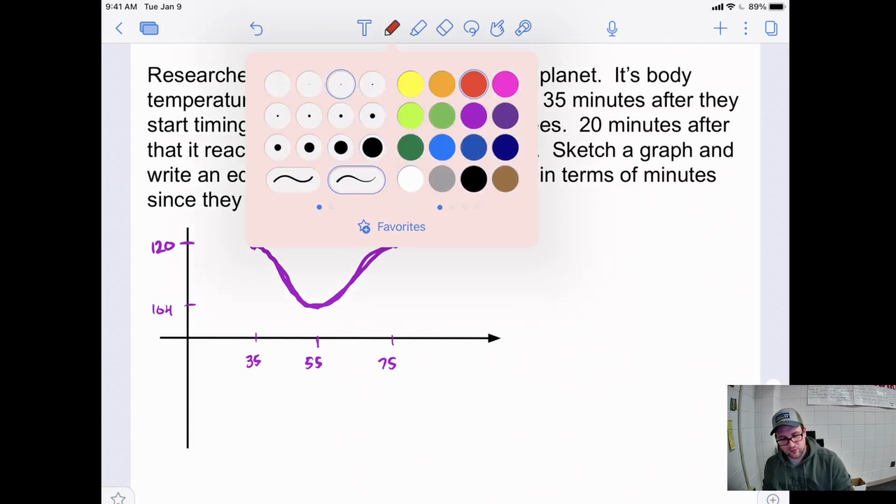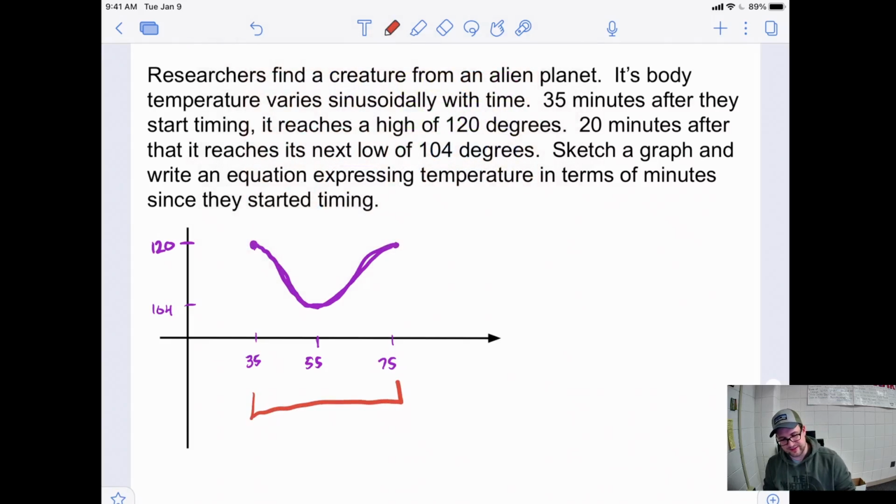Couple things we got to realize. Our total period distance here is 40 minutes, right? So 40 minutes is what our actual period is. Our midline in this situation would end up being, so 104 and 120 are 16 apart, so that would be 8 off, so this would be 112. You can also do that by taking the average of 104 and 120. Now, that's our midline. Do we need anything else? I don't think so. We do need to know that these are 8 apart and 8 apart.